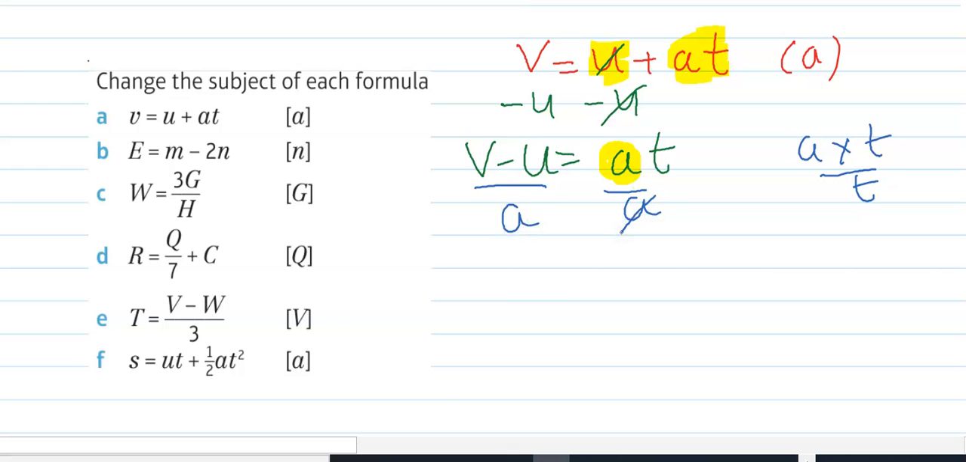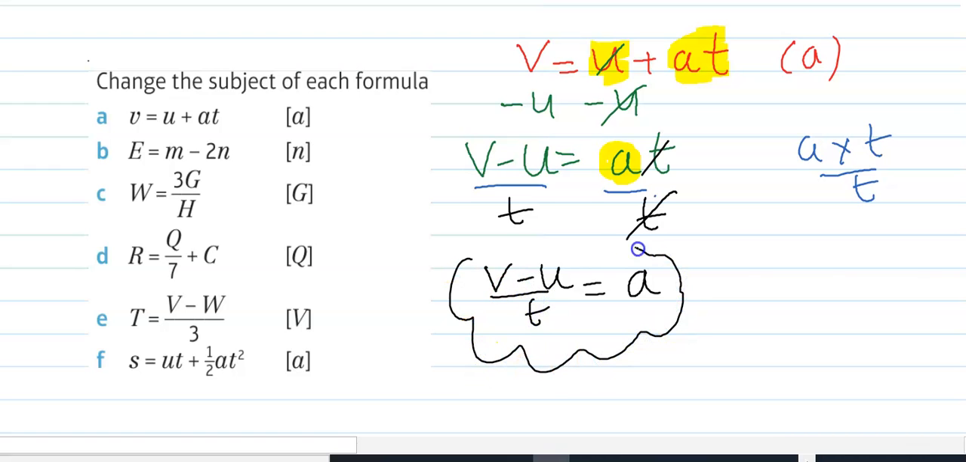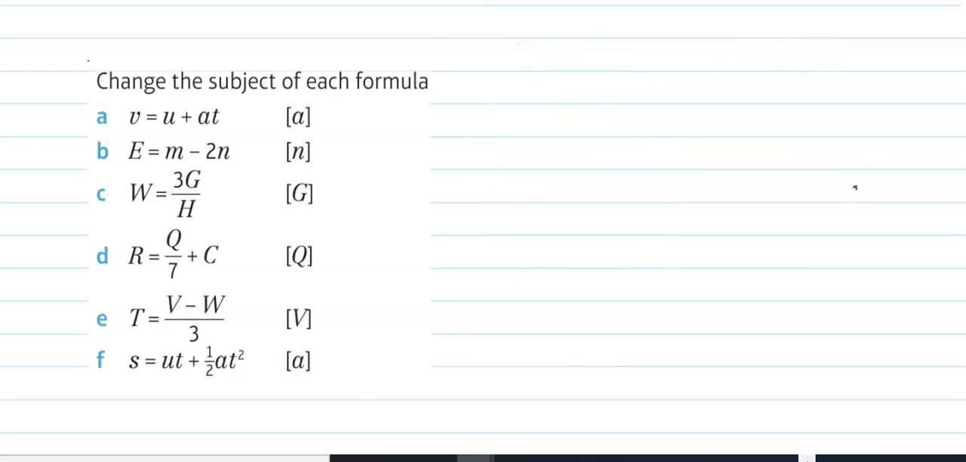So divide by T. It is misprinting here, let me rub it. We can divide by T because we need to make A as a subject. So T here and T here, T and T cancel. So what is left here? On the right hand side, just A, and here we got V minus U over T. So you can see A has become the subject. It can be either on the left hand side or on the right hand side. Okay, is that fine? So we have just solved question number one, A part.